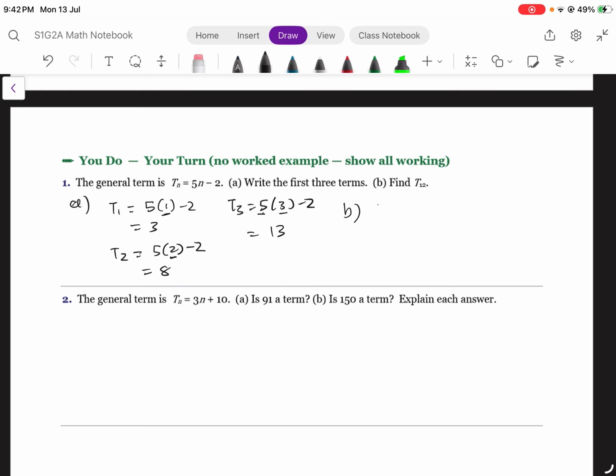So part B, find T12. Very simple, 5 times 12 minus 2. 60 minus 2, 58.